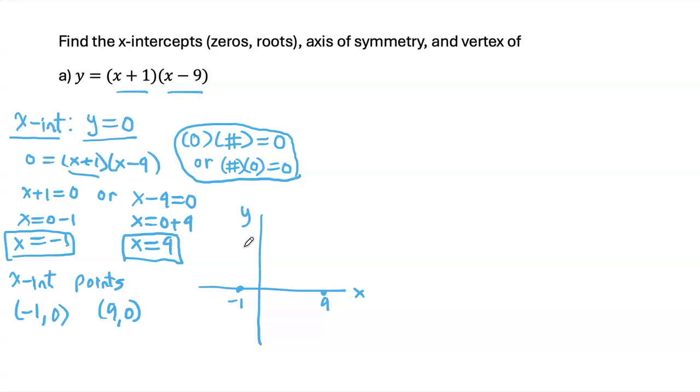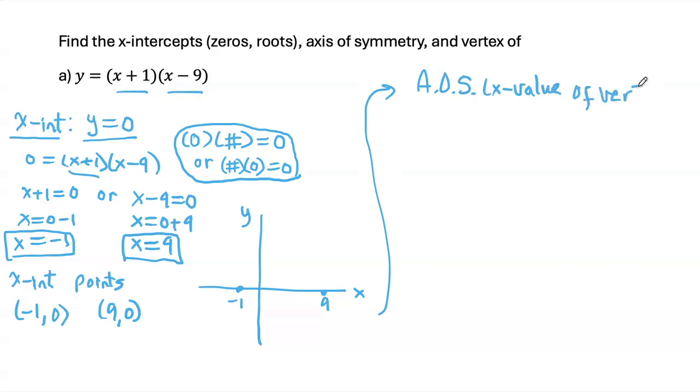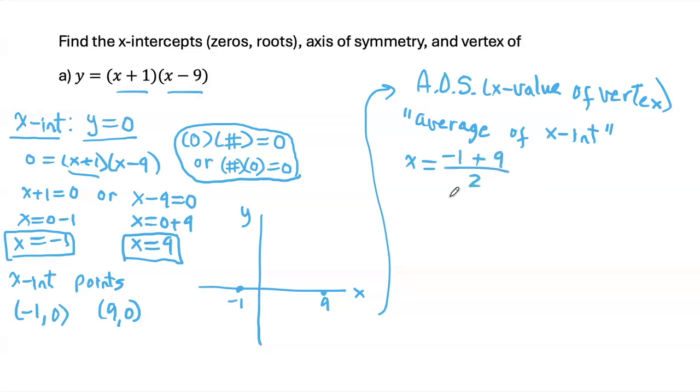Next, we're going to find the axis of symmetry, AOS. The axis of symmetry is the x value of your vertex, which will be your optimal point, a max or a minimum. The axis of symmetry is the average of your x-intercept points. Keep that in mind. Remember it that way. It's the average of the two x-intercepts. So it's going to be -1 plus 9 divided by 2. And that gives us an axis of symmetry of x is equal to 4.